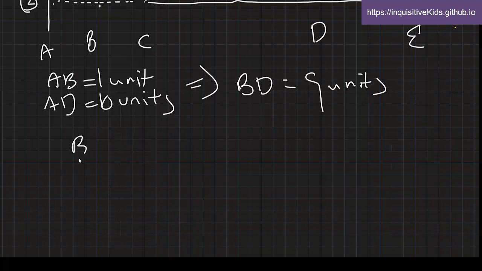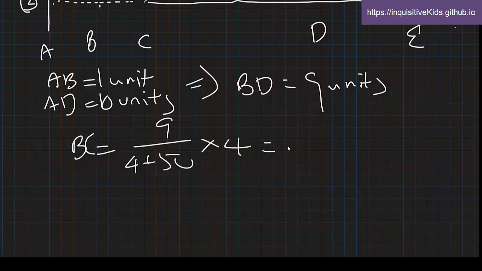Meaning that BC is equal to 9 over 4 plus 50 times 4, which is equal to 2/3. So our final answer is 2/3. The amount that class A walked was 2/3 of the entire process.